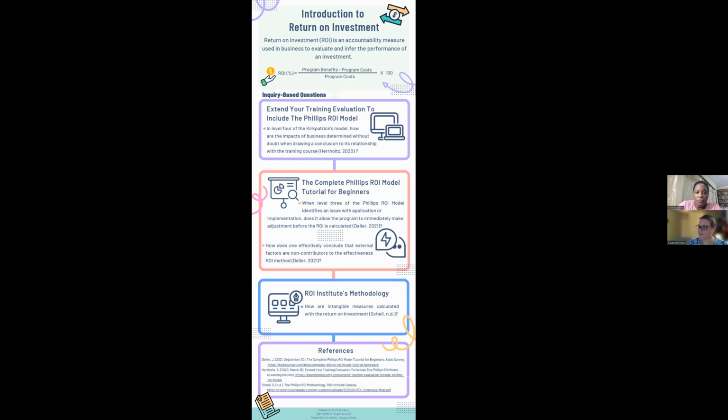ROI method? The third article is ROI Institute's methodology. My question is, how are intangible measures calculated with the return on investment? And these are my references here.